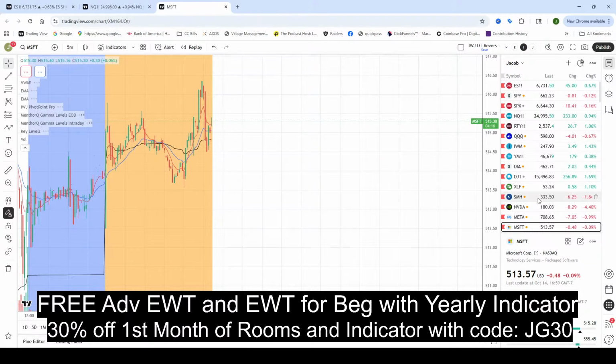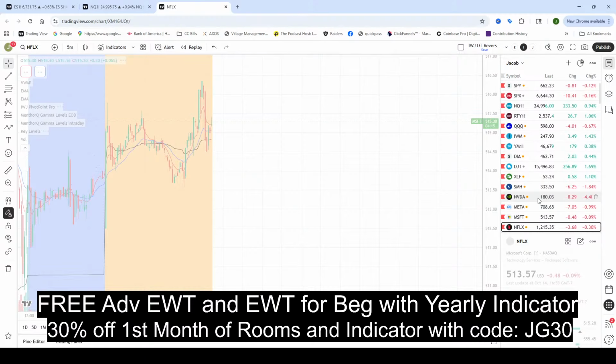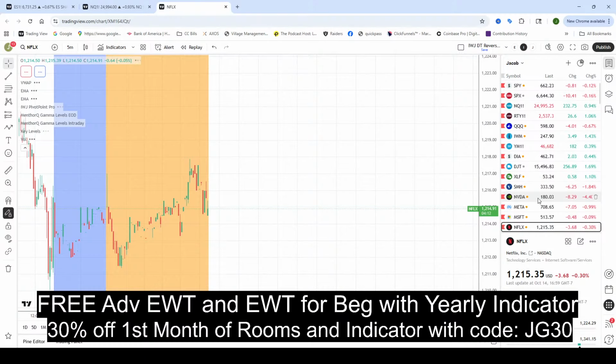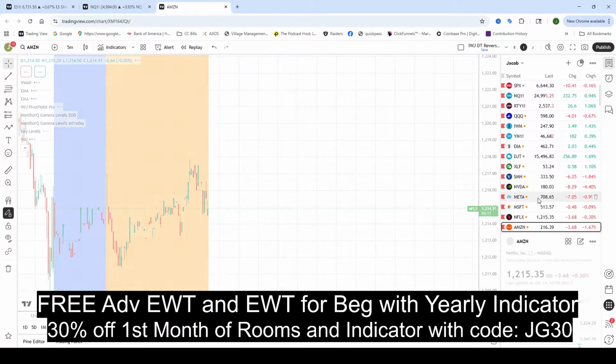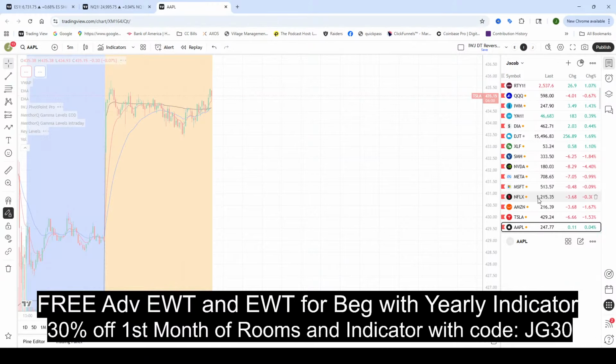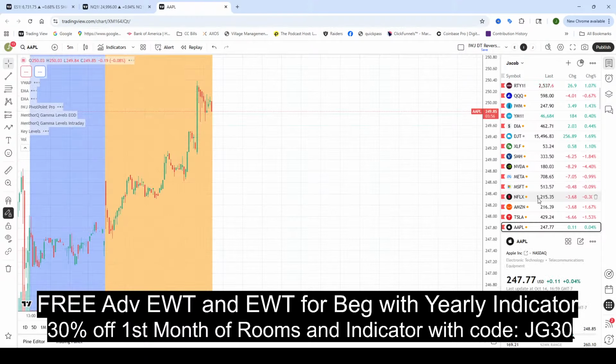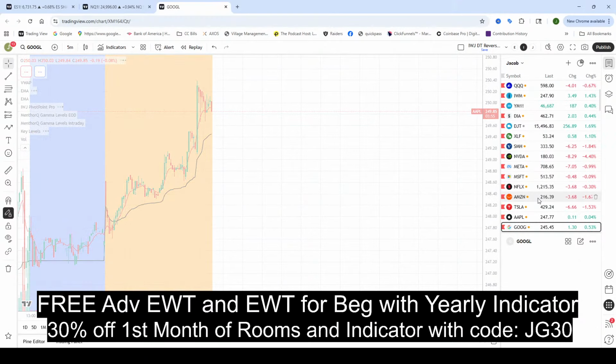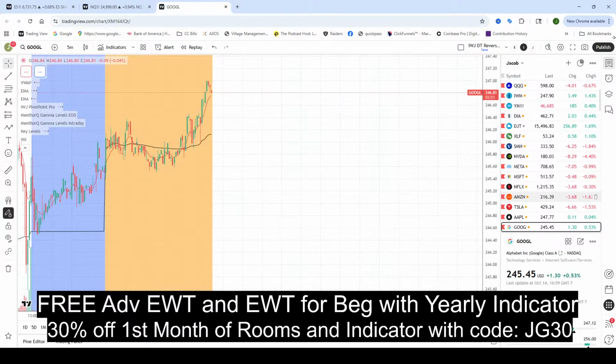Microsoft was down a little. They've already recovered yesterday's losses. Netflix was red yesterday. They're a little bit red today. Amazon was red yesterday. They're a little bit red today. So when you see all the markets green and the Mag 7 not participating, it's a worrisome sign. Tesla has gotten back most of its losses from yesterday. Apple was green yesterday and is green today. And Google green today as well.